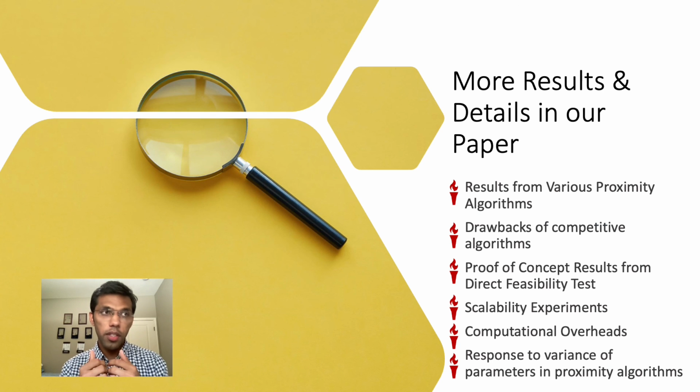In conclusion, you have many more results for various proximity algorithms, what is priming, what are the drawbacks of competitive algorithms, proof of concept results, scalability results, experiments, computational overhead, and response to various parameters. All these things are discussed at great length in our paper. Please take a look at the paper.